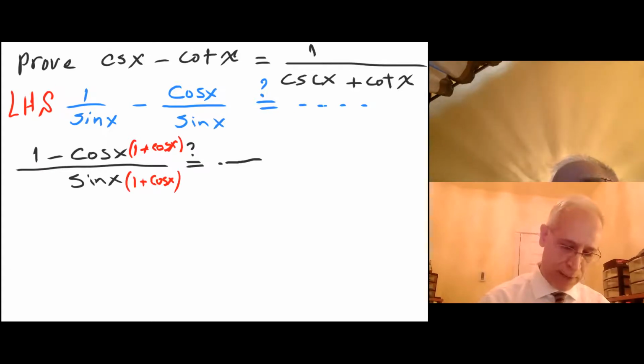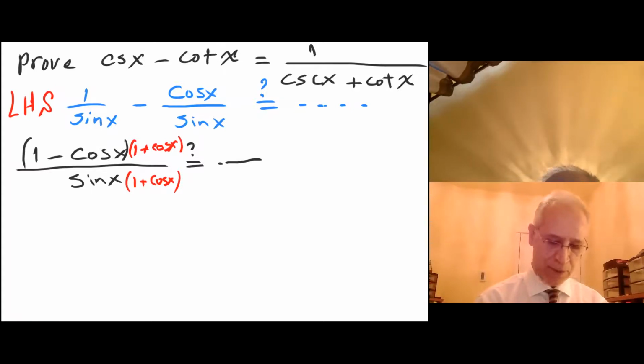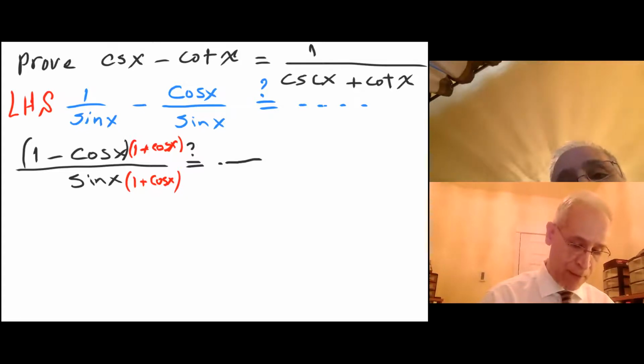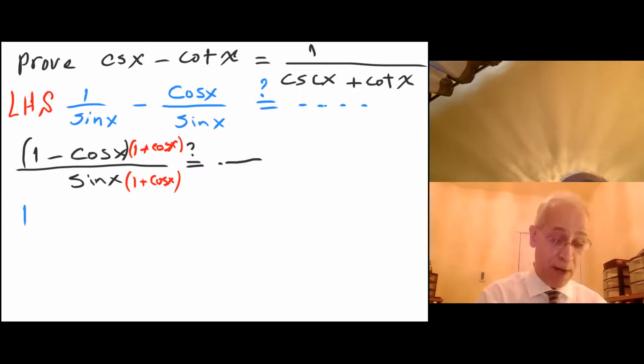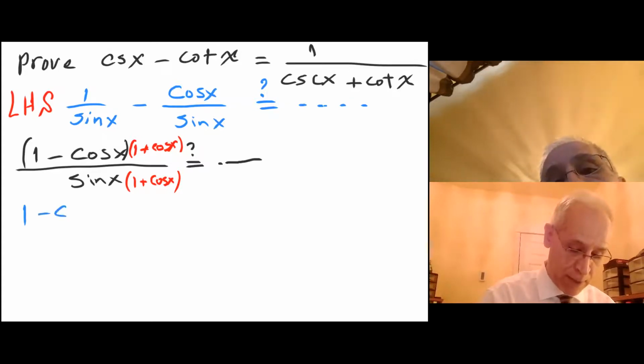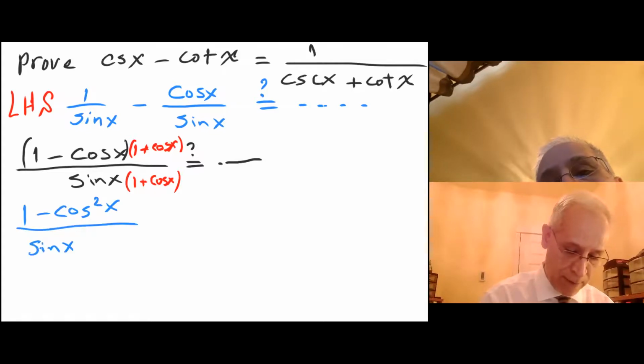Okay, and since I have to multiply, let me put my parentheses. Now I'm going to distribute: 1 times 1 minus cosine of x, 1 times 1 plus cosine of x. It reminds me of the difference of two squares. 1 times 1 is 1. 1 times cosine of x cancels out minus cosine of x times 1, so I'm not going to bother writing it. Minus cosine of x times cosine of x is minus cosine squared of x, over sine of x, 1 plus cosine of x.